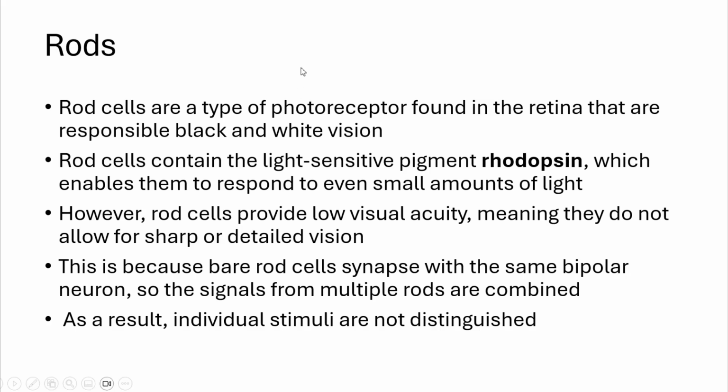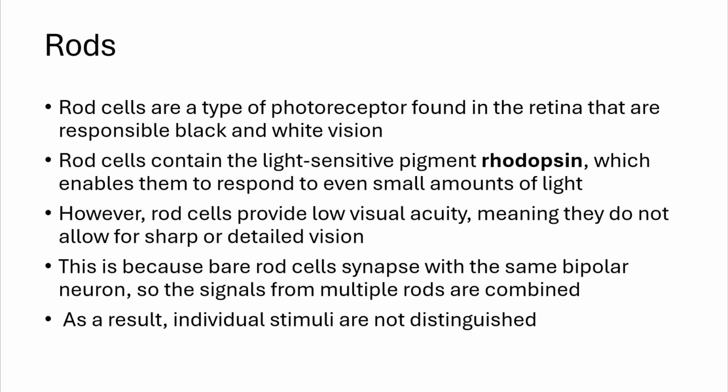So, rods. Rod cells are a type of photoreceptor found in the retina that are responsible for black and white vision. So that's why in low light, you only see in black and white. You can't tell apart colors. That's because rod cells contain a light-sensitive pigment called rhodopsin. You need to memorize that, that's why I highlighted it. Rhodopsin is the pigment inside of rod cells.